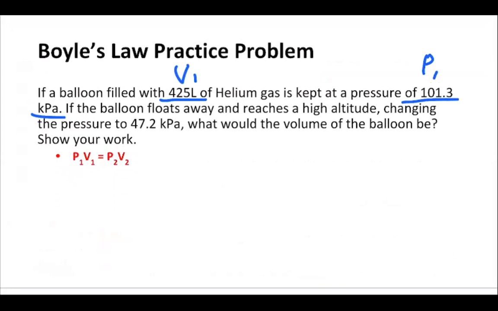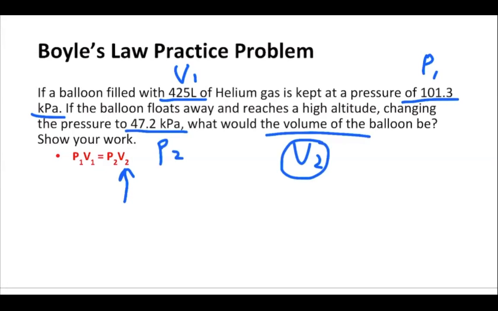Oops, my bad. What did I mess up here? No, yeah, that's good. If the balloon floats away and reaches a high altitude, changing pressure to 47.2 kilopascals, that's going to be our P2. Then what would the new volume of the balloon be? V2. So we don't know V2, second volume. We know that that's what we're solving for right there.